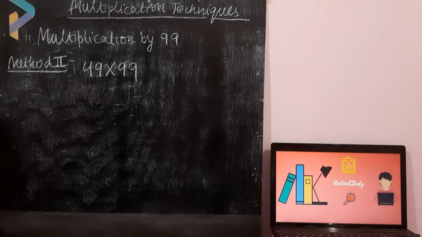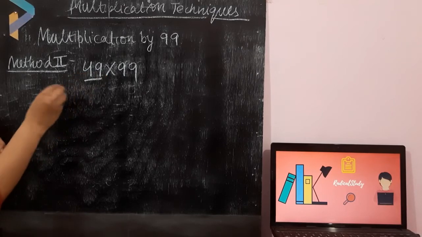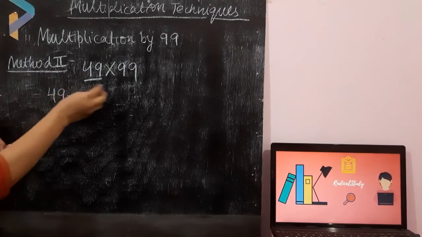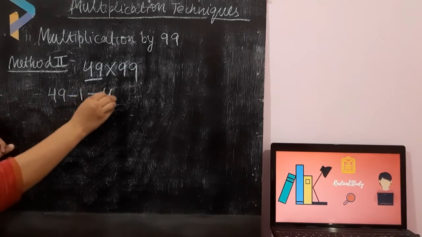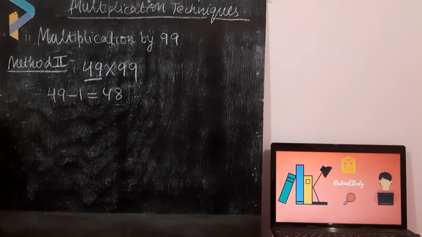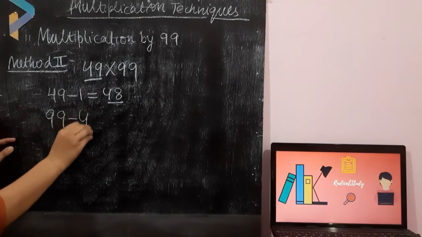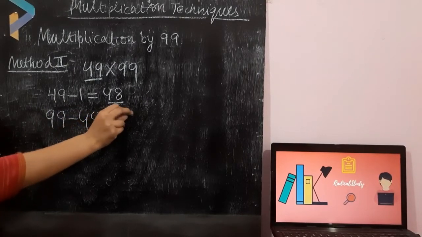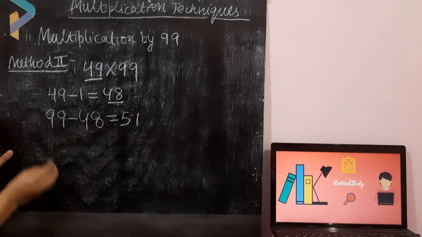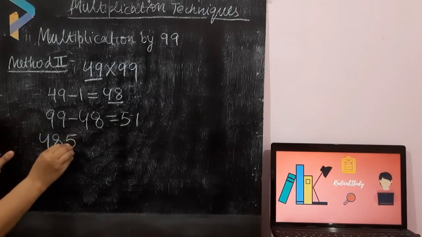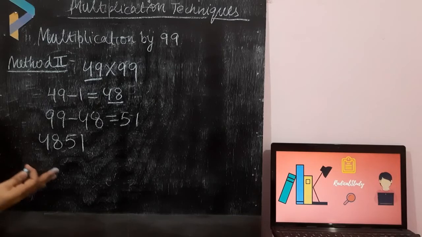So students, as you can see, I have taken another 2-digit number example. It is not in your book. 49 multiplied by 99. So what will be step 1? As per step 1, you have to subtract 1 from the number we are multiplying by 99. Once we subtract 1, it is 48. Now this result will be subtracted from 99. This is the second step. So 99 minus 48 is 51. Now what will be the product? The product is 4851.